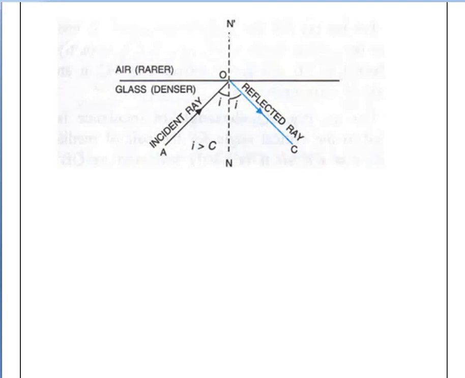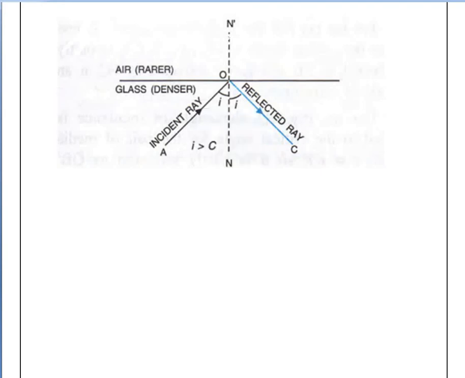Okay, so this is what total internal reflection is, and if you try to give the exact definition, then you have to write: when a ray of light traveling in a denser medium is incident at the surface of a rarer medium at an angle of incidence greater than the critical angle for the pair of media, then the ray of light is totally reflected back into the denser medium. This phenomenon is called total internal reflection. You can get this definition in any book.